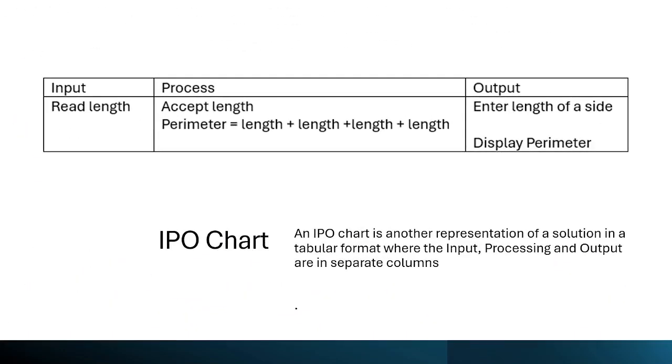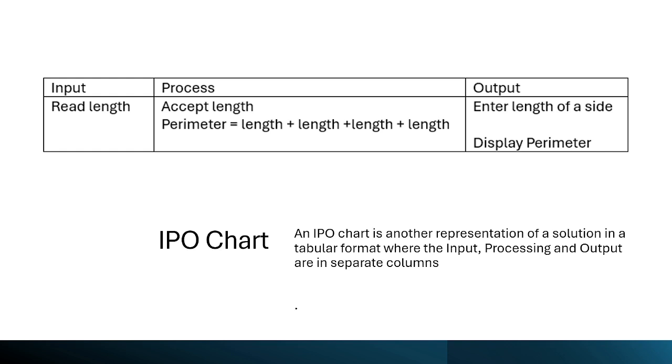With that said, we are now looking at another representation of the same solution that we did. This is your IPO chart. So an IPO chart is another representation of a solution, as we said before. It's in a tabular format where the input, processing, and output are in separate columns. So we have those as the titles.